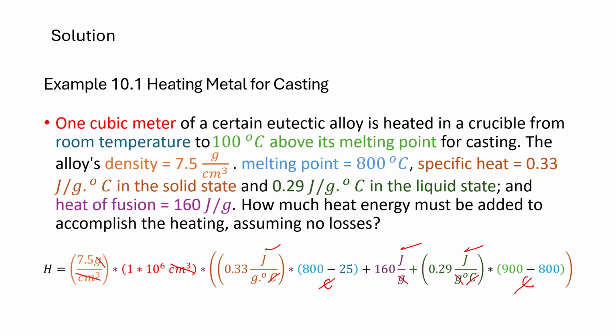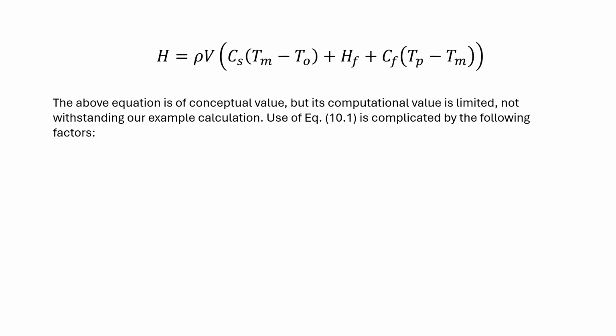So for that, we end up with the heat of fusion given to us equal to 3,335 million joules, or megajoules. That's the answer for the question. The above equation is of conceptual value, but its computational value is limited. Notwithstanding our example calculation, using equation 10.1 above is going to be complicated by the following factors.